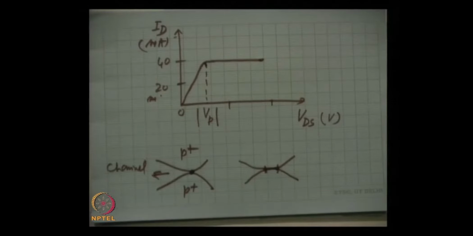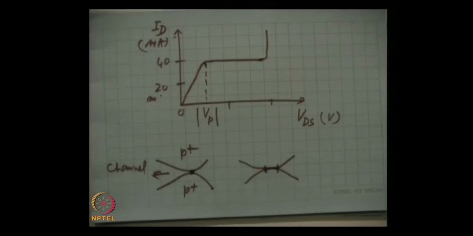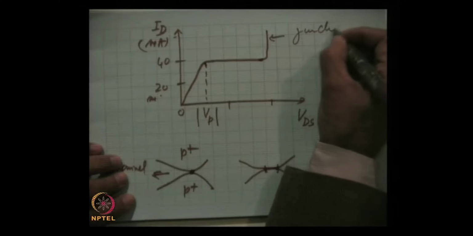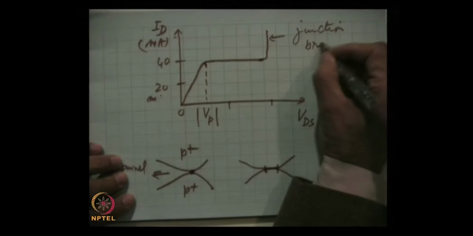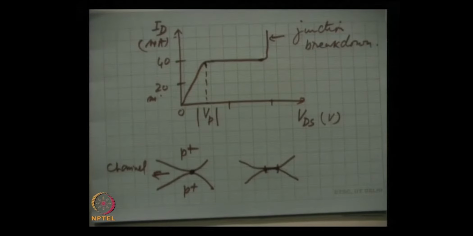Now, if we further increase VDS, then suddenly there will be a rise in the drain current. This is because of the junction breakdown. We talked about the processes in the case of a PN junction, that junction breakdown occurs when the reverse bias voltage increases beyond a certain point.